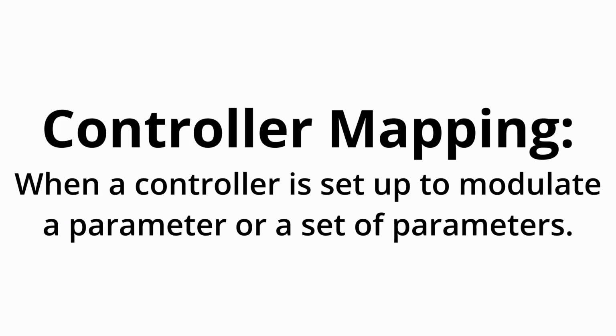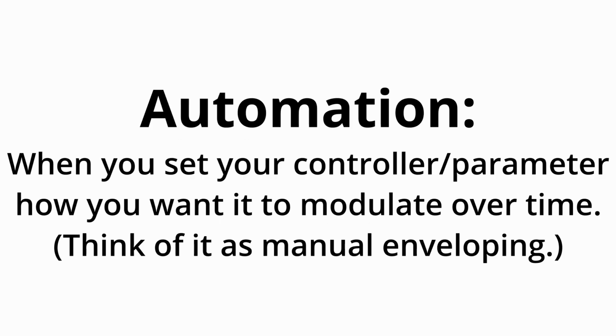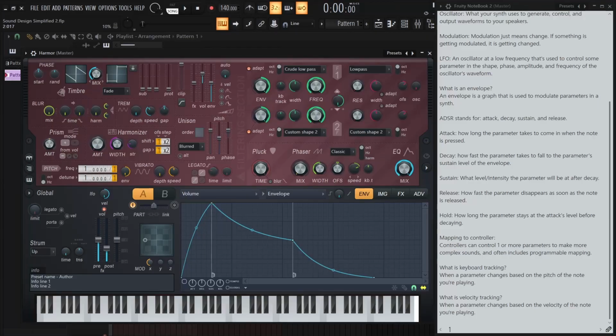that's what happens. Controller mapping is whenever you set up a controller to modulate a parameter or a set of parameters. This is commonly used with automation, which is when you set your controller or parameter how you want it to modulate over time. For example, let's say I'm designing a sound for a melody.